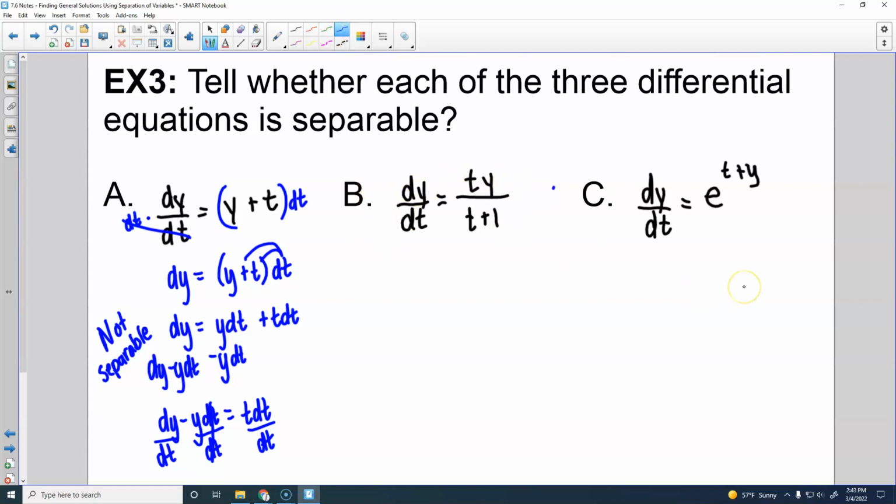So what about B? Can we separate B? Okay. What would we do to separate it? Okay. We'll multiply by dt. So we'll get dy equals ty over t plus 1 dt. Okay. I still have this y on the side. How do I get rid of it?